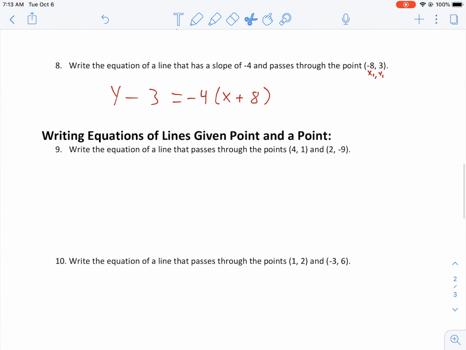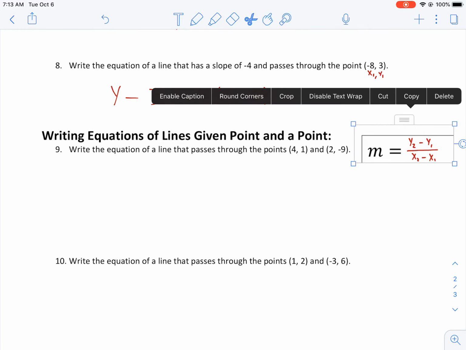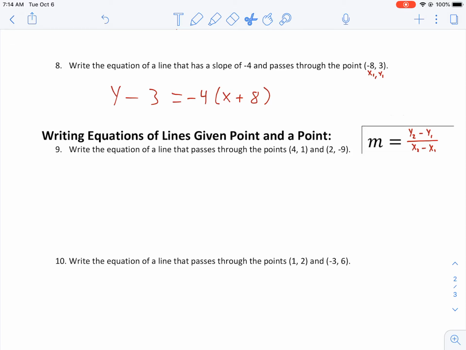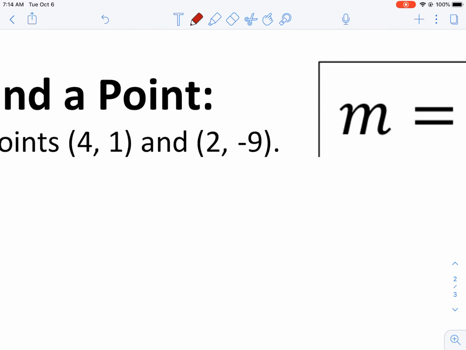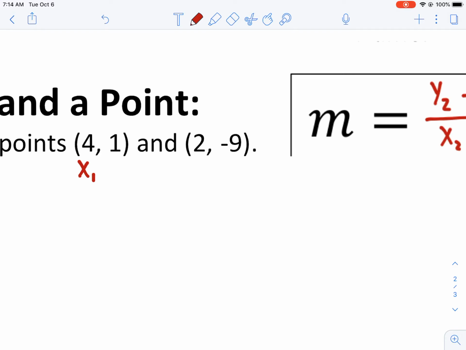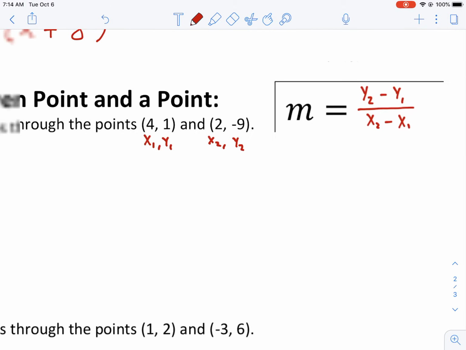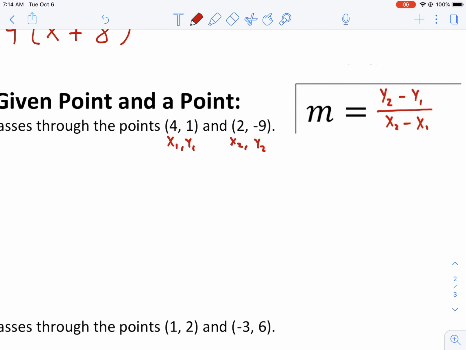copy our slope formula. You need to know that slope formula like the back of your hand. So we've got x1 comma y1, x2 comma y2. So we can plug those numbers in.